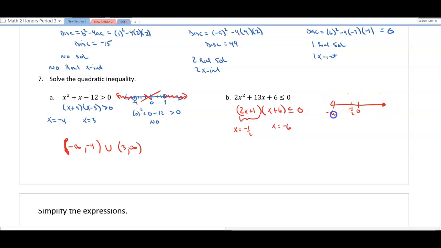Right? So if I use 0 as a test point, is 2 times 0 squared plus 13 times 0 plus 6 going to be less than or equal to 0? And is 6 less than or equal to 0? No. So you know right away, anything out here or out here will not work. So your solution is going to exist right in between these two values. So we say on the left side we start at negative 6, square bracket because you're equal to negative 6, comma, negative 1/2 is where it ends. Okay.